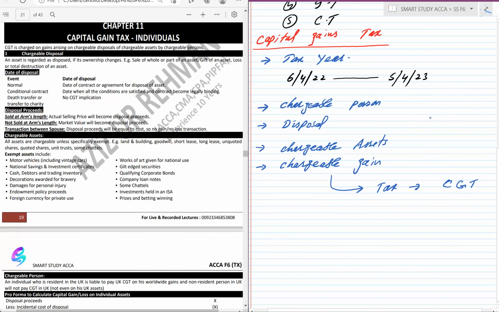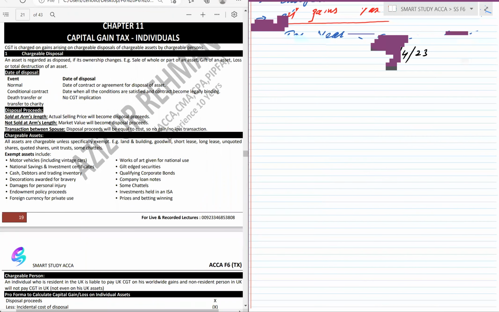We will discuss all these terms in detail. When a chargeable person makes a disposal, it means he will transfer an asset, he will dispose of an asset, he will sell an asset. An asset should be a chargeable asset, and he has a capital gain, meaning he has realized profit. So in that case, on that profit, he will pay a tax called capital gains tax. Starting with the very first term, which is chargeable person.